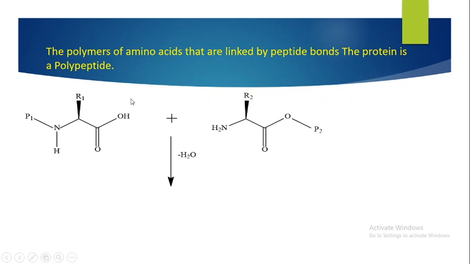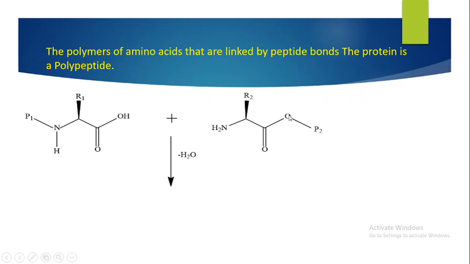The unprotected amine of one reacts with the unprotected carboxylic acid group of the other amino acid to form the peptide bond. Here two amino acids are given. In this amino acid, the amine group is protected with the protecting group P1 and the acid group is free for the reaction, while in the next amino acid, the amine group is free for the coupling with this acid and the acid group is protected by means of this P2 protecting group.